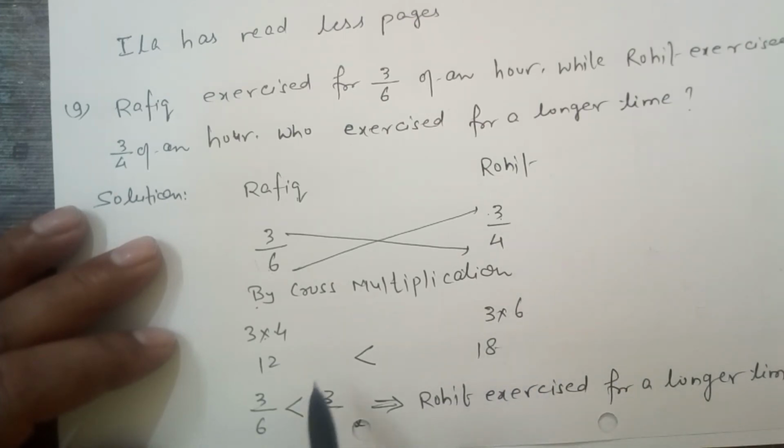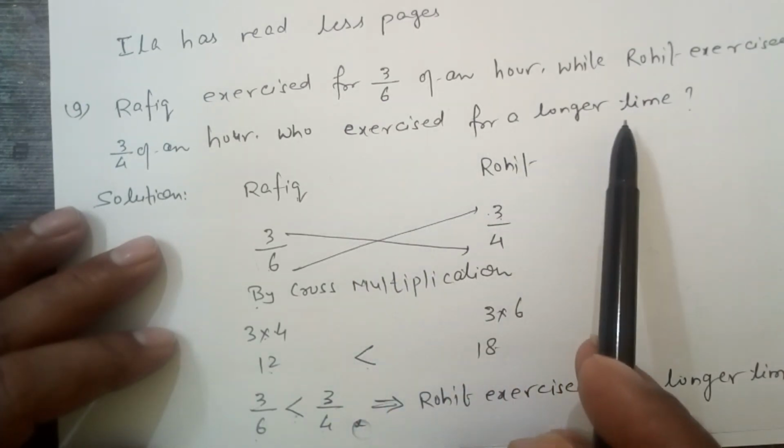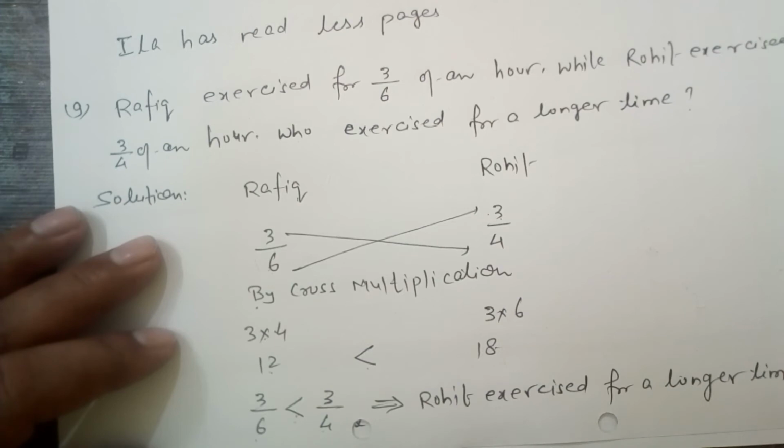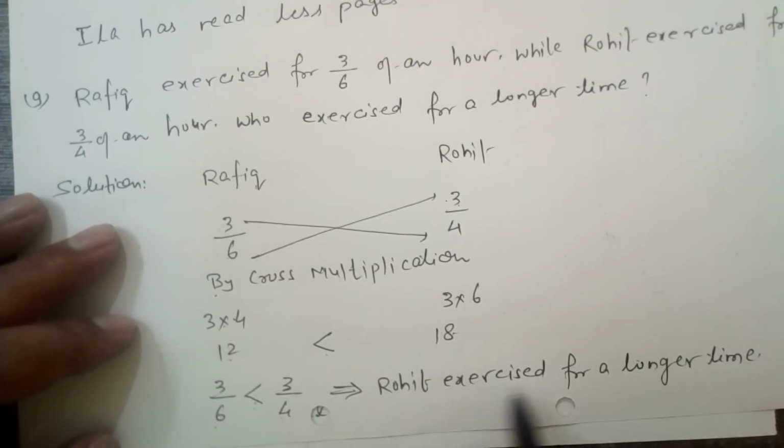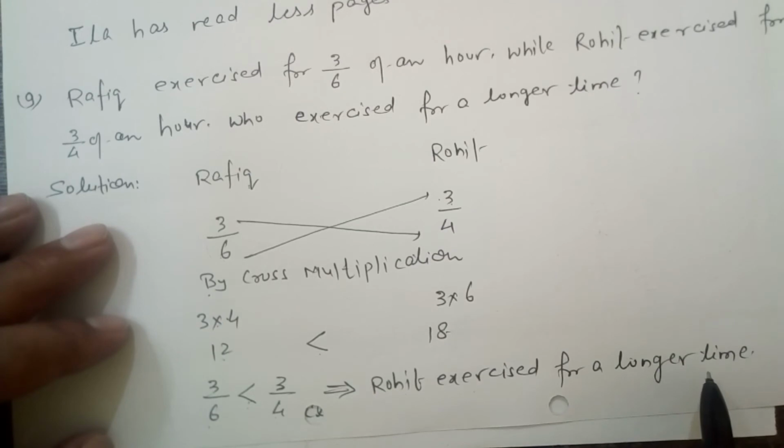As you are looking, after cross multiplication 12 is less than 18. The meaning is 3 upon 6 is less than 3 upon 4. Therefore, your question is who exercised for a longer time? So, your answer is Rohit exercised for a longer time.